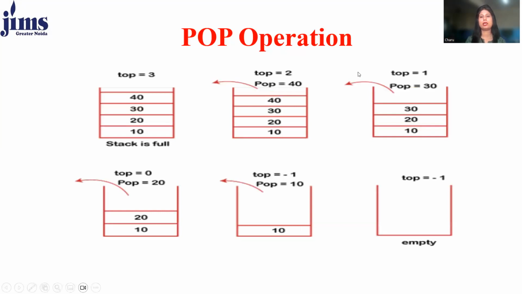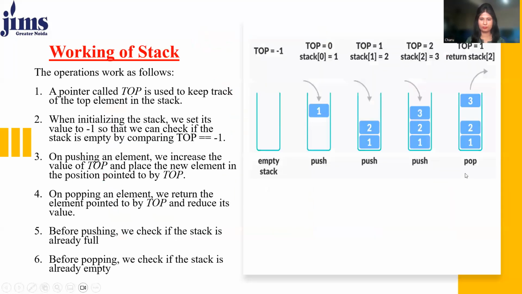Here we can use an example for the pop operation. The stack is full and the top is 3. If we want to pop, the element on the topmost position, 40, will be popped out. Whenever we pop again and reach the lowest position of the stack, the stack is empty and the top will be assigned as -1.